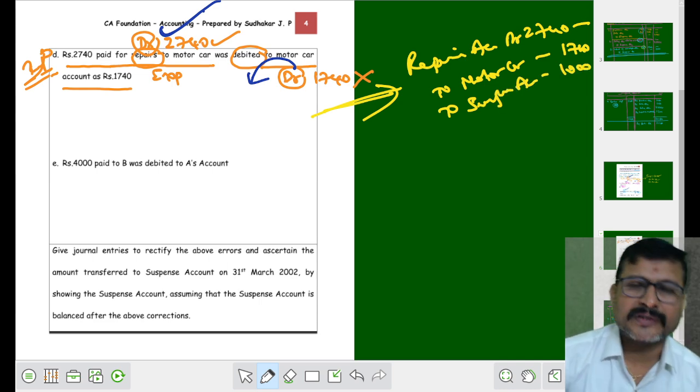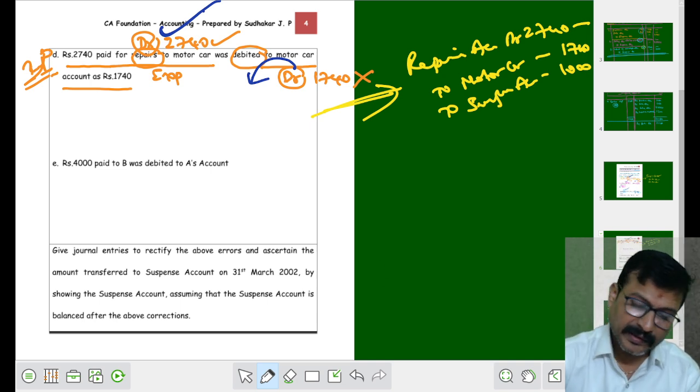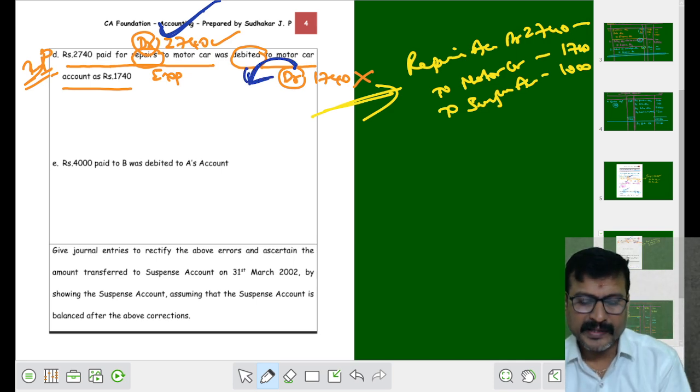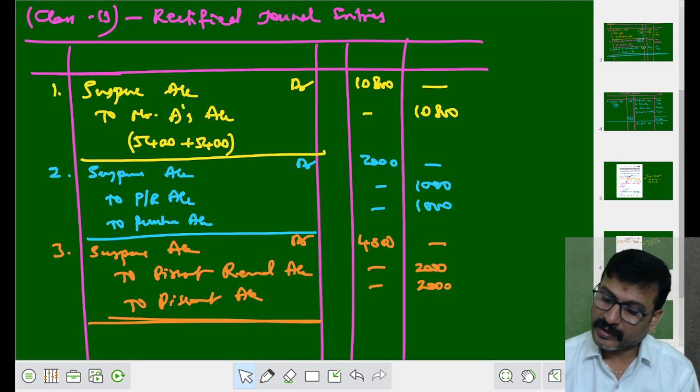Suspense account 1000. I hope you understood, right? Keep the correct in the same place. Shift the wrong in the opposite place. But there is a missing amount, and that amount is to go to the suspense account. Shall we write? Shall we continue?